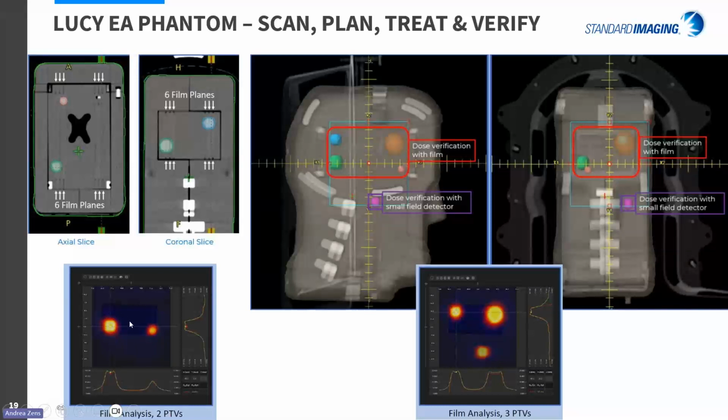And here is a film analysis of either 2 of the PTVs or 3 PTVs, just to give you an example. And this shows you position of the 4 targets within the multiple target film insert. And here's the extracranial placement, which is an extended and very robust test, trying the limits of your ability to do a single isocenter multiple target plan.